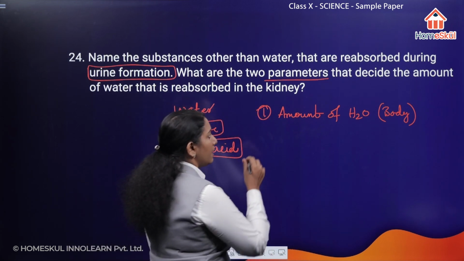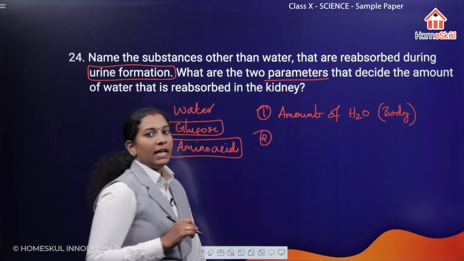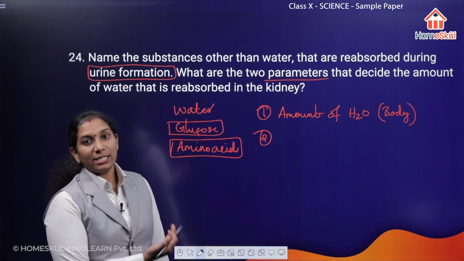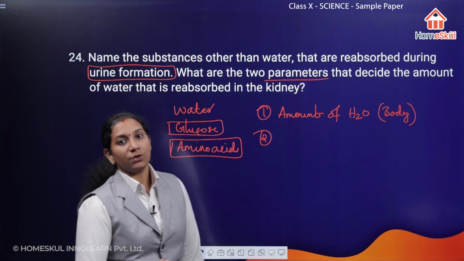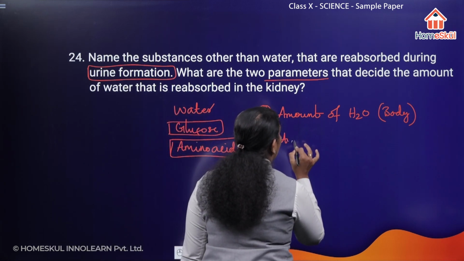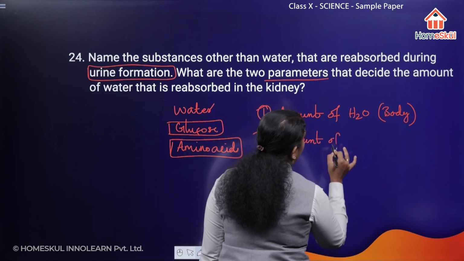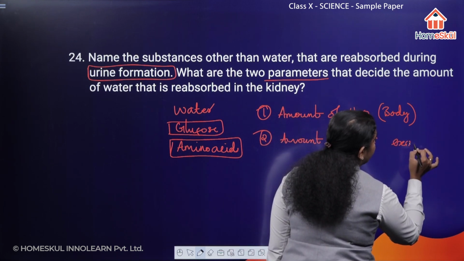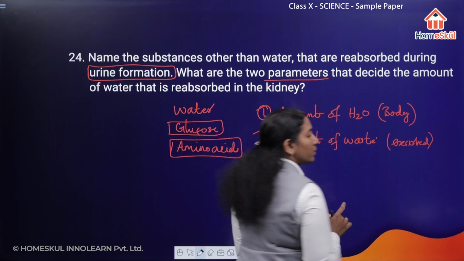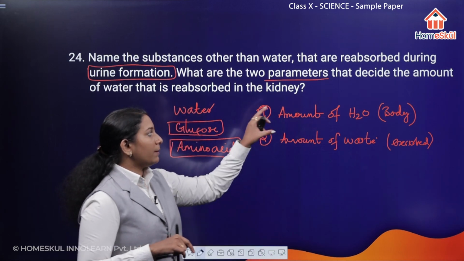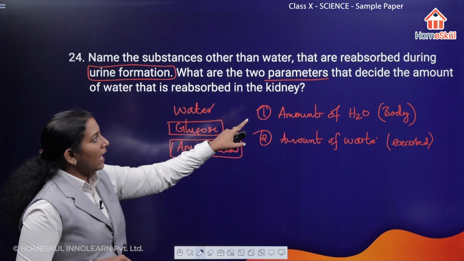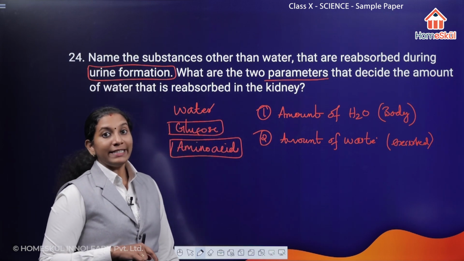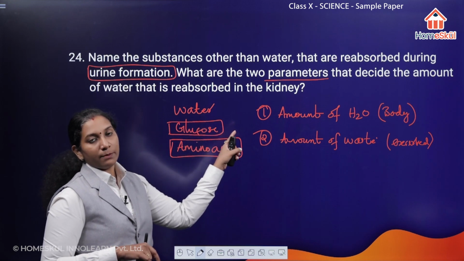That is one parameter for the reabsorption. And the second one is the sum total of the waste materials dissolved in water that has to be excreted. So the amount of waste dissolved in water that is to be excreted is also another parameter. Based on these two parameters, what will happen? They will decide the amount of water that has to be reabsorbed in the kidney.